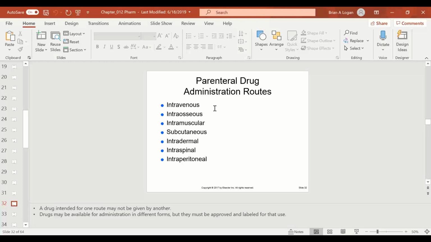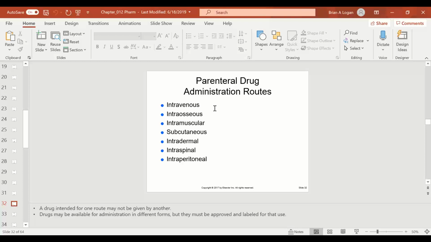So these are some of our routes, right? The ways that we give drugs to patients. We can give it intravenous or IV. Intraosseous, that means directly into the bone. We do have IV catheters that are meant to go directly into a bone, typically only done on the trauma patient when you can't get any other access.